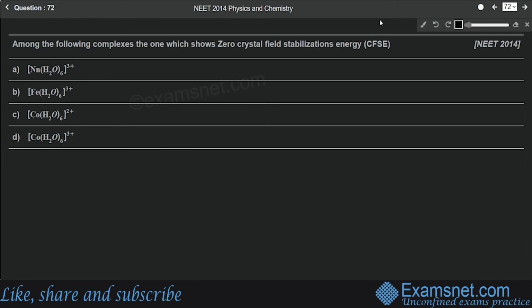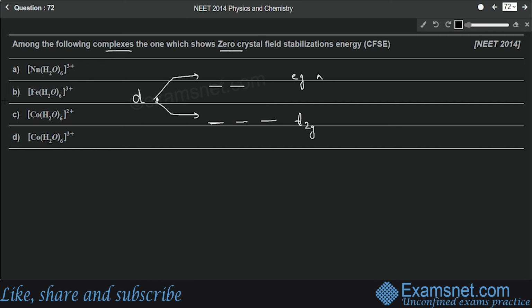Question number 72 is from the chapter Coordination Compound, and the question is: among the following complexes, the one which shows zero crystal field stabilization energy. Okay, so let's check one by one. All the options here are octahedral complexes, and we know that for octahedral complexes, d orbitals split into two energy levels, the lower energy level known as t2g level and the higher energy level known as eg level. Okay, now out of 5 d orbitals, 3 orbitals are present in the lower t2g level and the rest 2 orbitals are present in higher energy eg level. Okay, this is the center point.